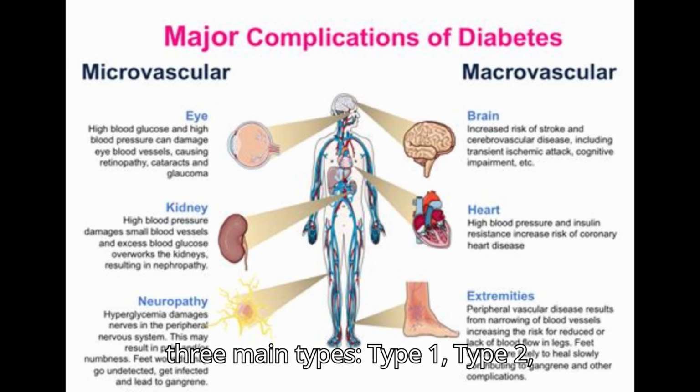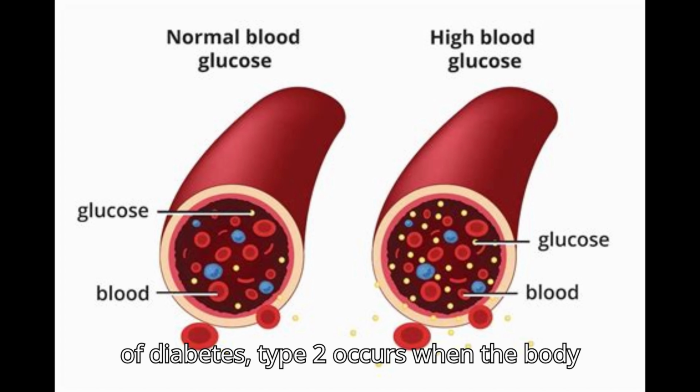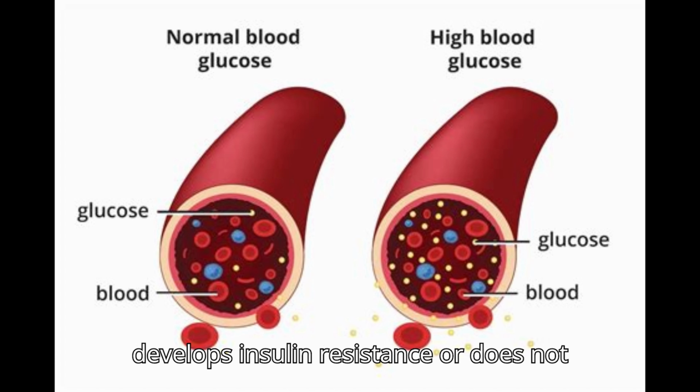Type 2 diabetes. As the most prevalent form of diabetes, type 2 occurs when the body develops insulin resistance or does not produce sufficient insulin. This type is often linked to lifestyle factors, including poor dietary choices, inactivity, and obesity, although genetics also play a significant role. Gestational diabetes. This type emerges during pregnancy when the body cannot generate enough insulin to meet heightened demands. Although gestational diabetes usually subsides after childbirth, it can increase the likelihood of developing type 2 diabetes in the future.